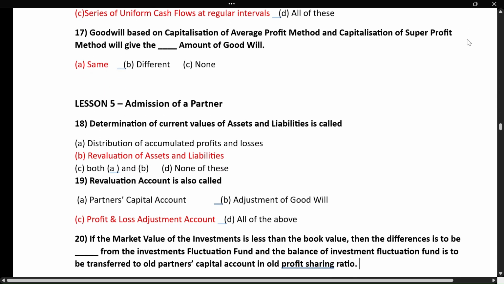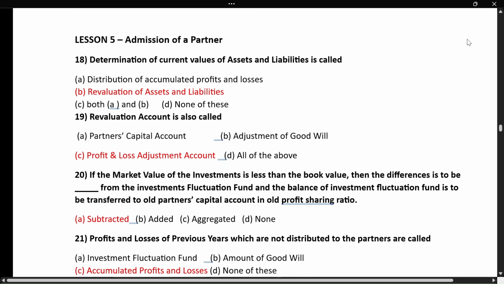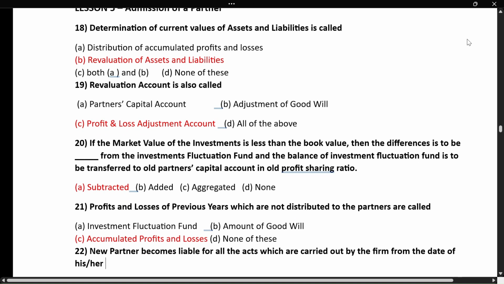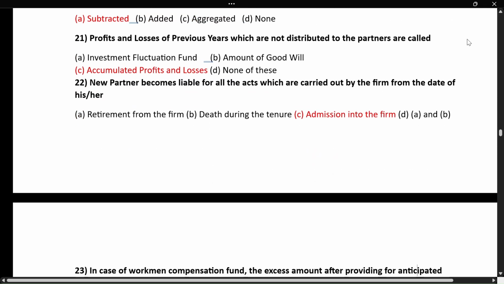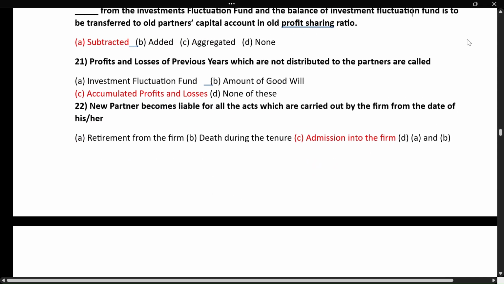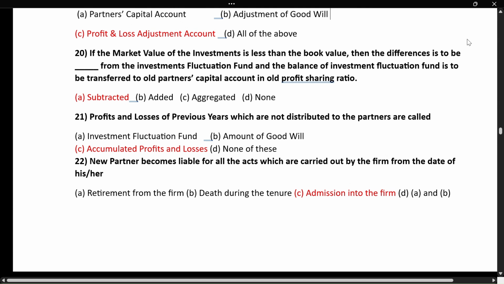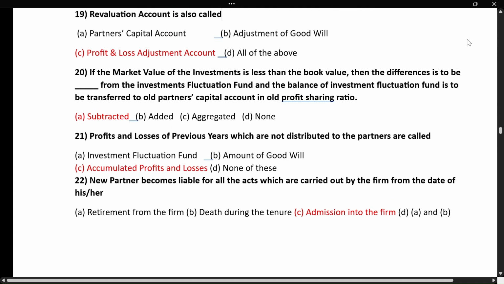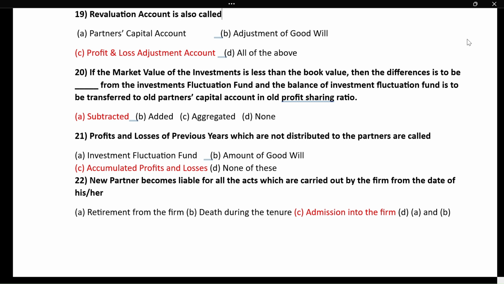Next, lesson 5. Determination of current values of assets and liabilities is called revaluation of assets and liabilities. Revaluation account is called profit and loss adjustment account. If the market value of the investment is less than the book value, then the difference is to be subtracted from the investment fluctuation fund, and the balance of investment fluctuation fund will be transferred to old partners' capital account in the old profit sharing ratio.